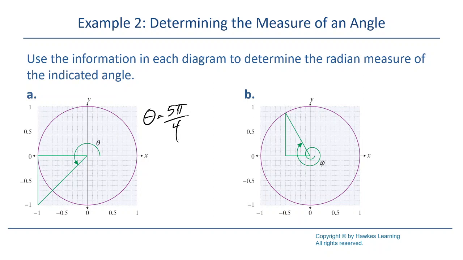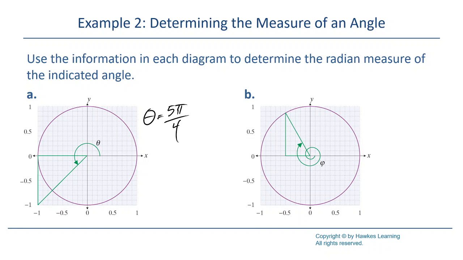Now, we have this angle, which is not theta. This, I believe, is either tau or psi. Let me do a quick double check. Sorry, this is phi, not psi. I had the p correct, but that was about it. So this is phi.